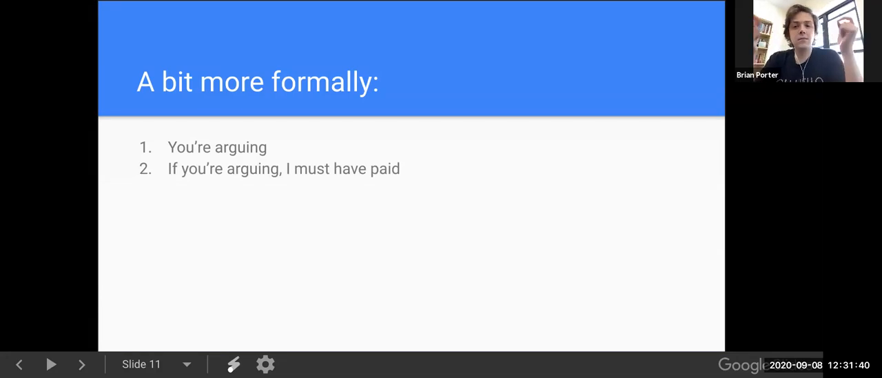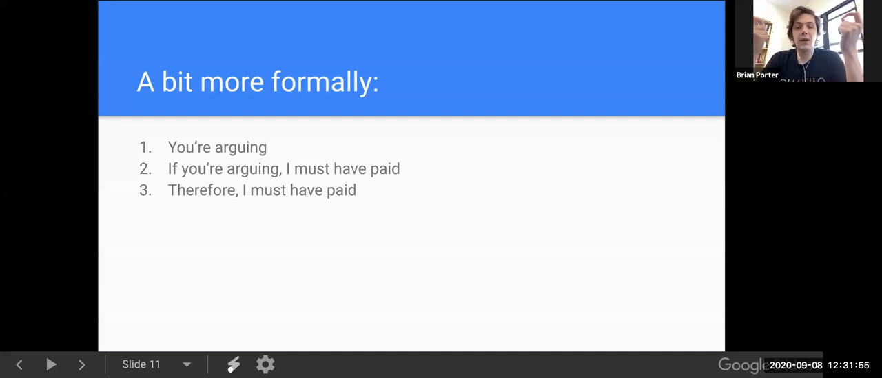And hopefully we can see that if both of these points are true, if one and two here, as I've labeled them, are both true, then the conclusion, therefore, I must have paid, also has to be true. This is a very particular form of argument that's called modus ponens.